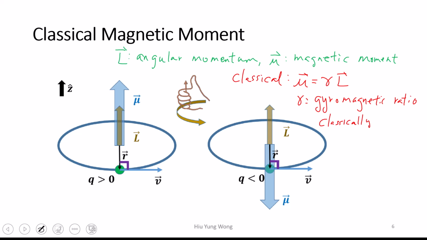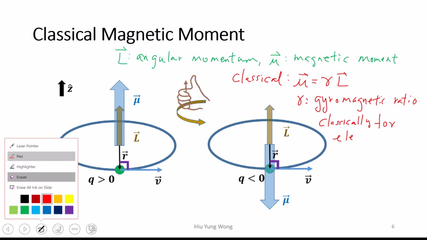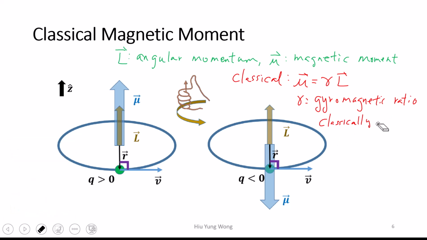And classically, the gyromagnetic ratio equals the charge divided by 2 times m. Q is the charge of the particle, and m is the mass. That is the first thing.